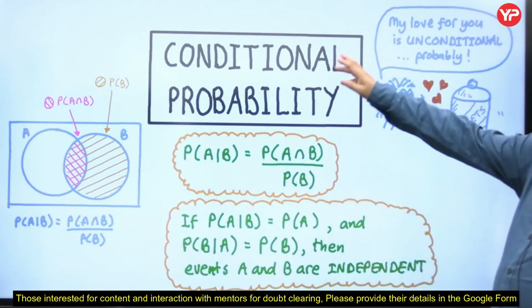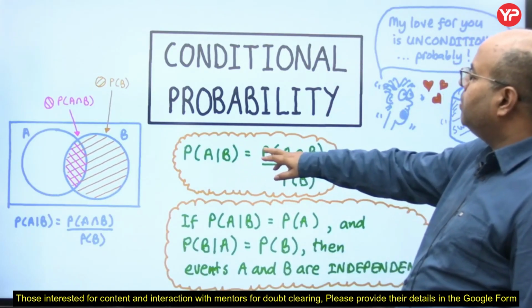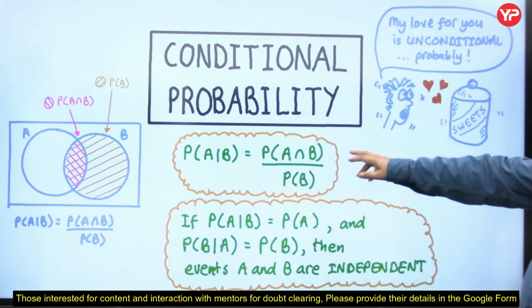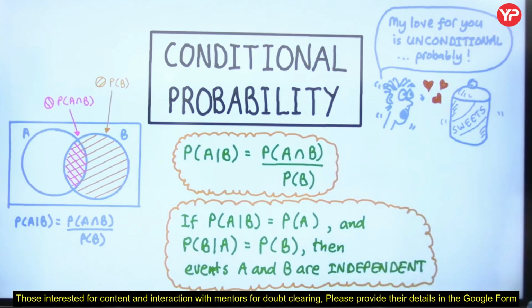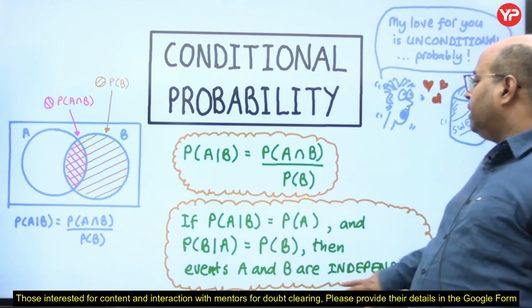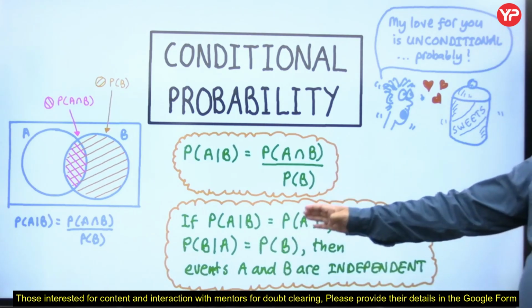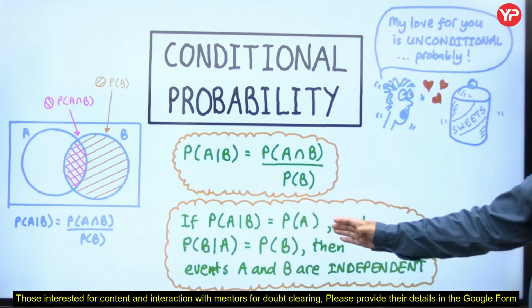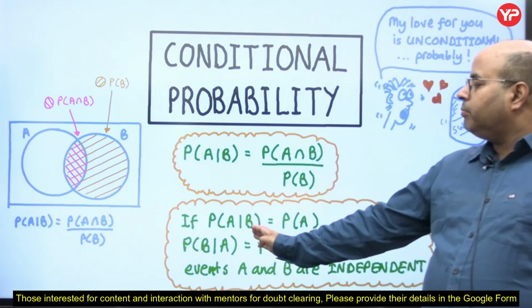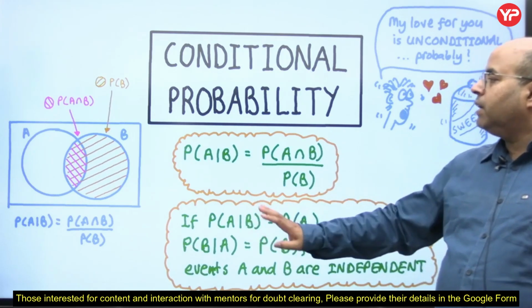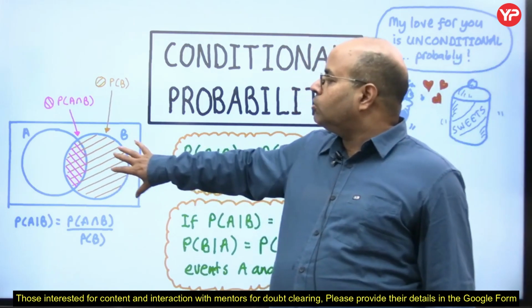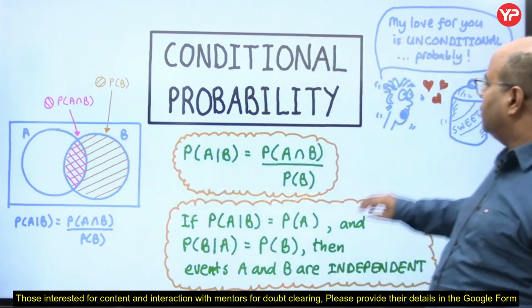Like this you see conditional probability. The formula is probability of A given B is equal to probability of A intersection B divided by P(B). So if they are independent, then probability of A given B is equal to P(A), no effect, and probability of B given A is again P(B). So given that B has happened, it has no relation with P(A), because these two circles will be separated out.